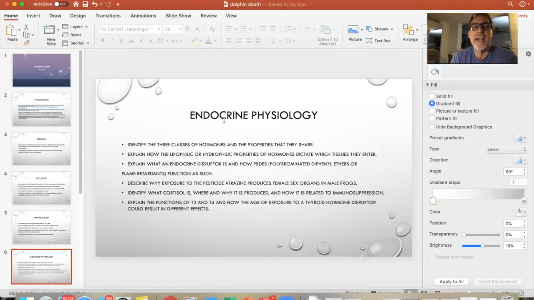That could be a pesticide. PCBs could act like this. These polybrominated diphenyl ethers, that's the stuff that we find in flame retardants, could be causing it. So all different kinds of things could be causing this immunosuppression, basically fooling the body into thinking that it's a hormone. That's what endocrine physiologists would be primarily thinking about.